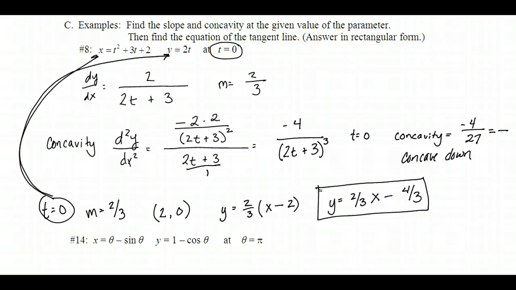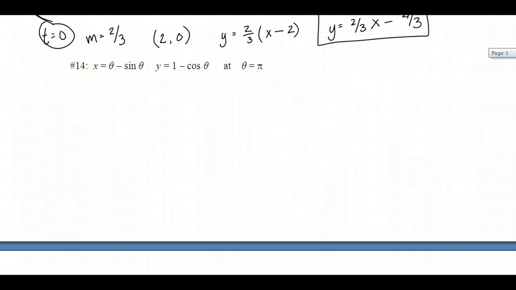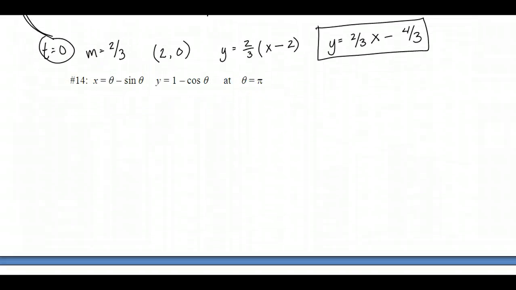One more example like this, if we have trig instead. So we have to first find our derivative in order to find slope. So dy over dx, the derivative of y is going to give us, the derivative of 1 is 0. The derivative of negative cosine theta would give us a positive sine theta, divided by 1 minus the derivative of sine, cosine theta.